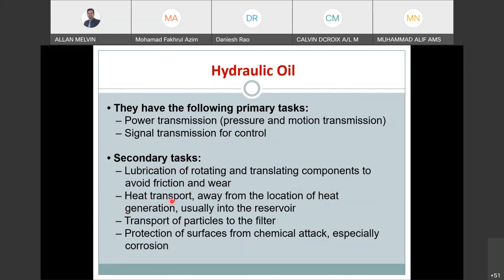Okay, so the second one: heat transport away from the location of heat generation, usually into the reservoir. Yes, we have seen last week. All heat must be avoided in a hydraulic system because you are using oil. Oil somehow will start to burn and it will cause fire. So once you detect heat generated in a particular location, you need to transport it. Normally we send it back to the reservoir. At the reservoir, we know at the sides we have a steel plate where the heat transfer happens. Kalau detect, cepat-cepat antar ke reservoir for the heat to be dissipated, to be released to the environment. So that's another secondary task.